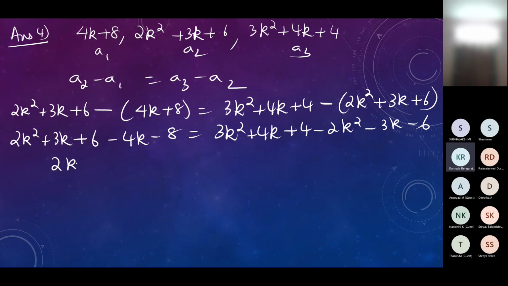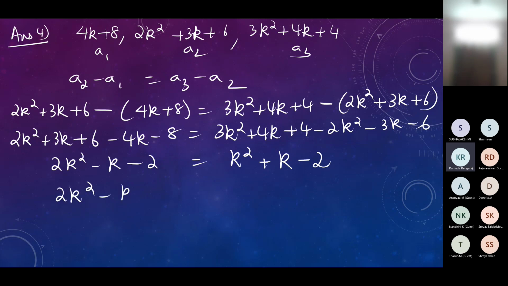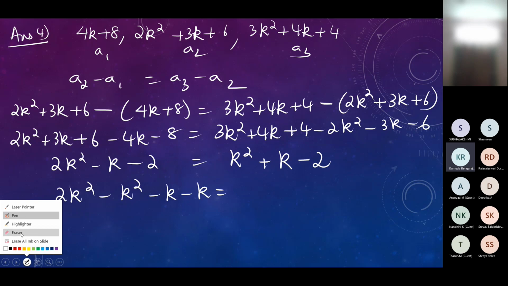Now on simplifying, minus k minus 2 is equal to k square plus k minus 2. So now taking all the terms to one side, or at least the k's to one side, we'll get 2k square minus k square minus k is equal to, or we'll bring everything to one side. It looks quadratic.